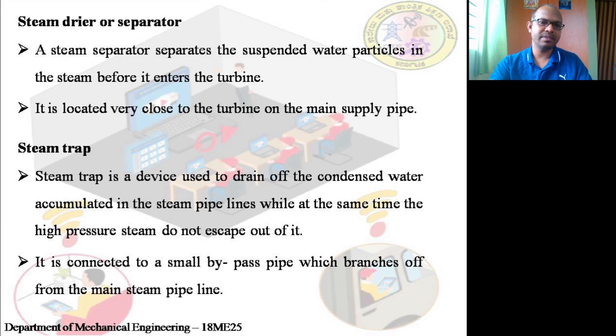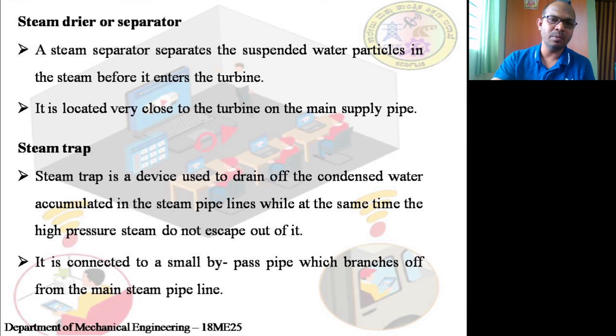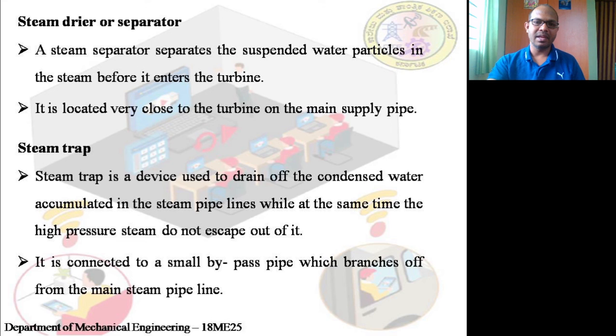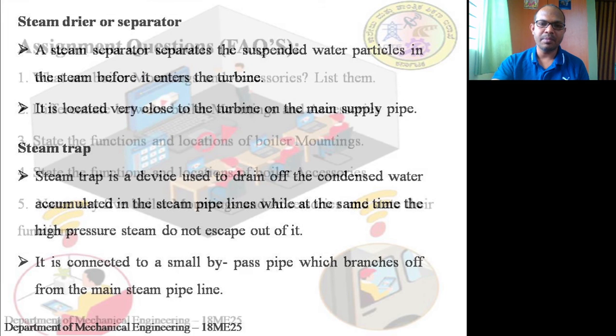Steam trap. Steam trap is a device used to drain off the condensate water accumulated in the steam pipe lines, while at the same time the high pressure steam does not escape out of it. That is the use of the steam trap. It is connected to a small bypass pipe which branches off from the main steam pipeline.